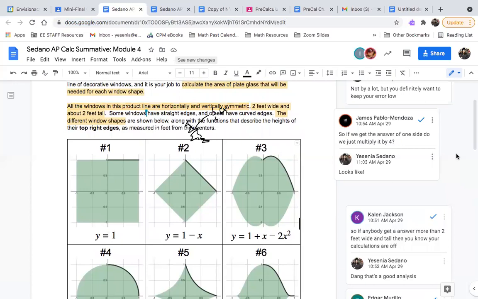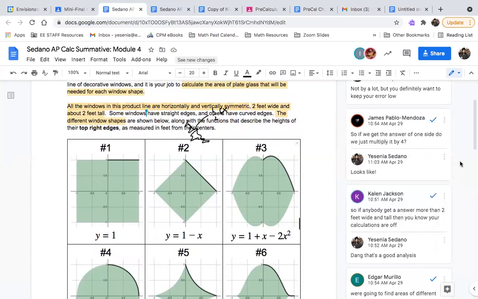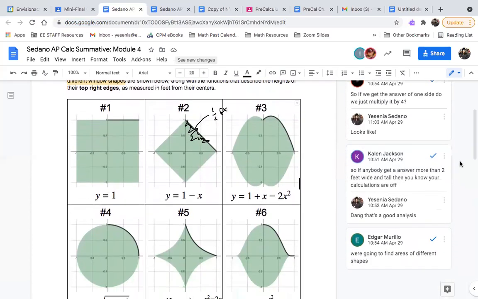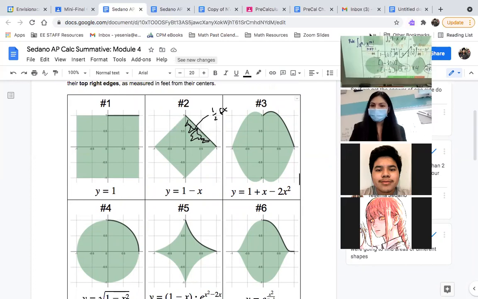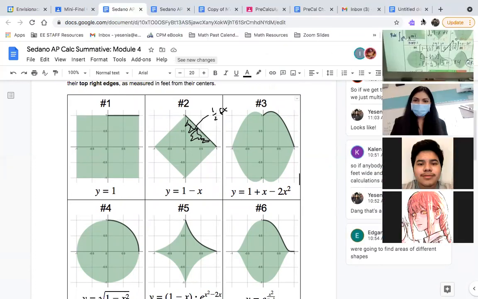So yeah, that's why I like how James mentioned that comment there. So that's what we're doing at the end of it. So that's why you only set up your integral from 0 to 1. You only care about one shape because then at the end of it, you just multiply by 4 to get the overall shape. So that's what we're doing.